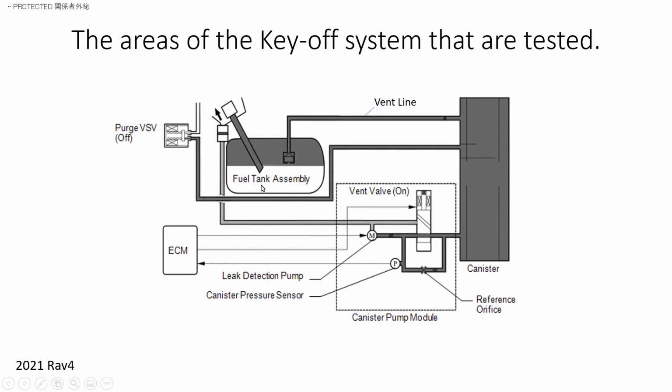Here in this example, everywhere that you see in dark gray is the potential area for a leak. So where could my problem be? It could be in the canister. It could be in this vent line. It could be in the tank or in the purge line itself.